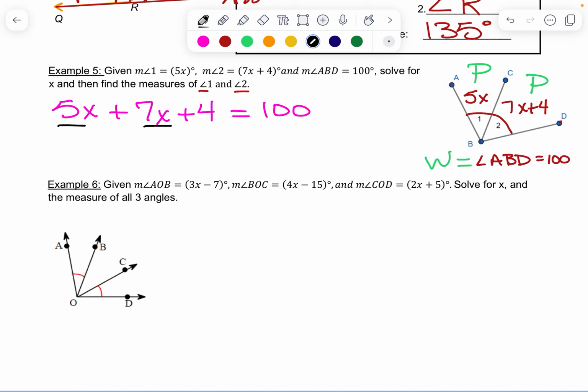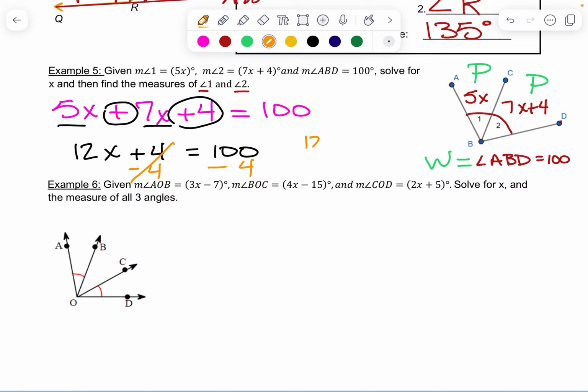And so I can take my x's, and they're being added, so I can put them together. I still have my plus 4 here, and all that together should equal 100. I'm going to subtract 4 from both sides, and that gives me 12x equals 96. And now the last step is going to be divide both sides by 12. So when I divide both sides by 12, x equals 8. Okay, so that's the first part.